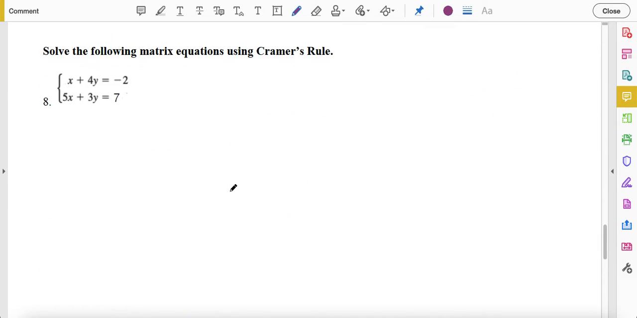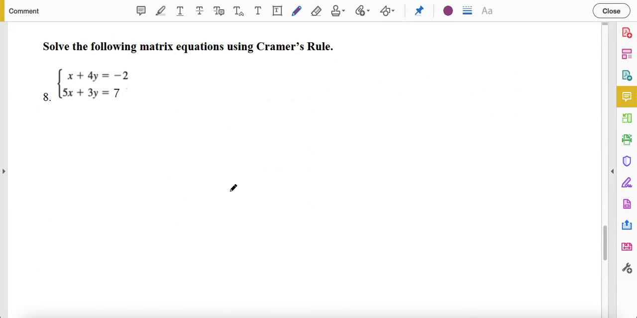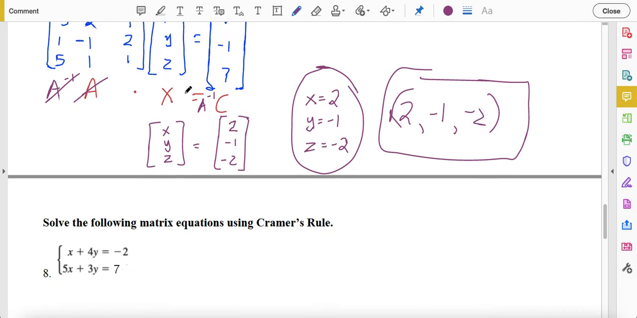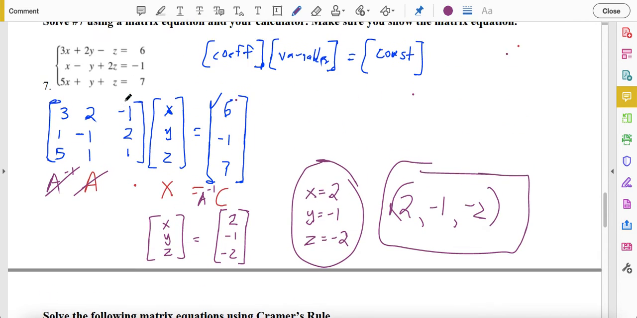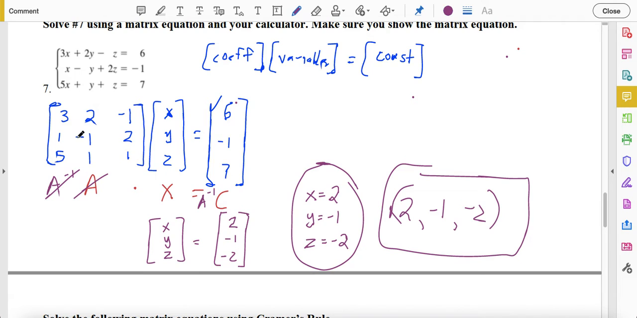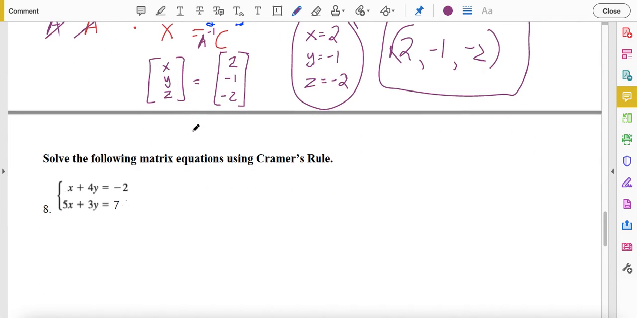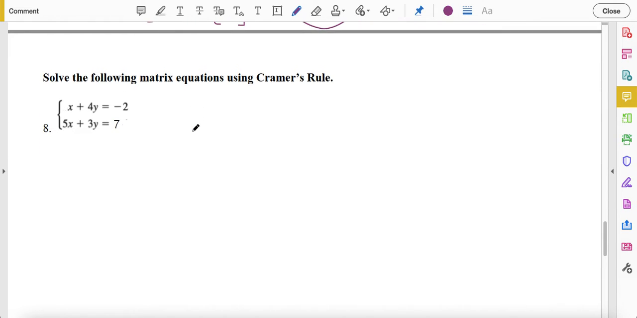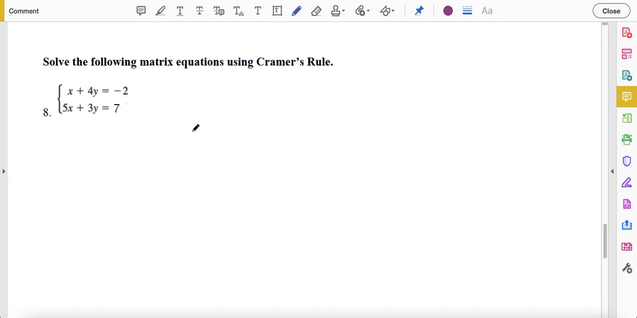All right, finally, we have number 8. Solve the following matrix equations using Cramer's rule. Okay, so Cramer's rule is a way we can solve matrix equations that still involves setting up a matrix equation, but then it doesn't involve using inverses. It only involves using determinants of matrices.